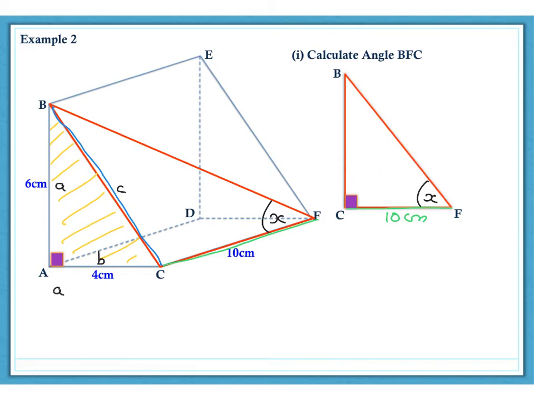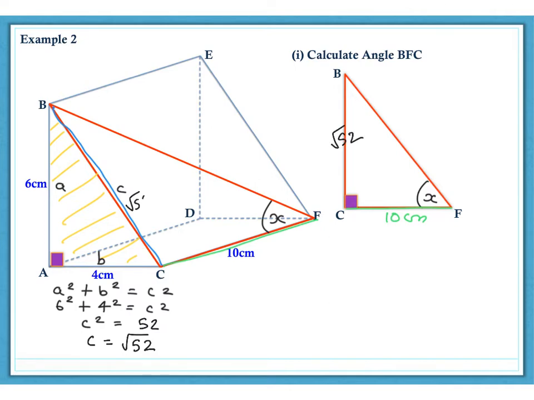So again, using Pythagoras' theorem, A squared plus B squared equals C squared. 6 squared plus 4 squared equals C squared. So C squared is then equal to 52. So C equals the root of 52. And again, we're not going to simplify this further. We'll leave it as root 52. So BC is root 52, which means that we can now work out angle X.